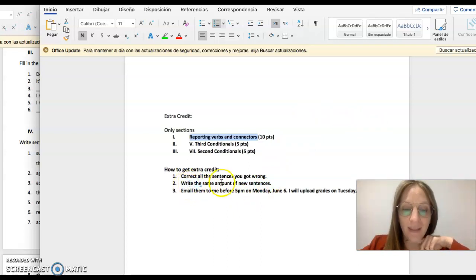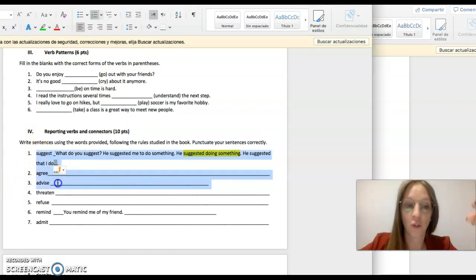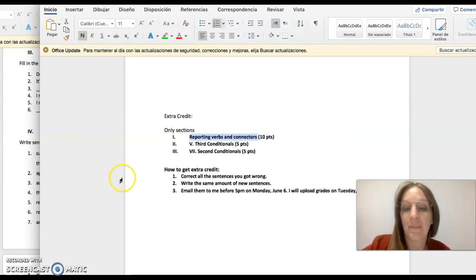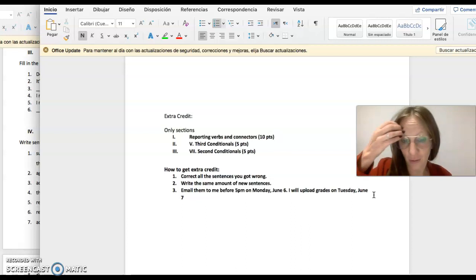Then the second part is that you have to write the same amount of new sentences. So, for example, if you got the first 3 wrong, first you correct them, and then you write an entirely new, additional sentence with suggest and agree and advise, with a different topic. Just to show, look, I could correct it and I could create new sentences. Don't do it for all of them, only do it for the number that you got wrong. Then put these in an email and email them to me before 5 p.m. on Monday, June 6th. I'm going to upload grades the next day on June 7th, so I need those grades by then.